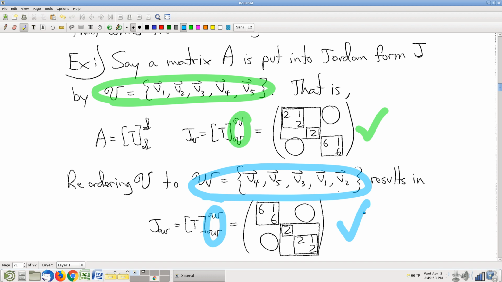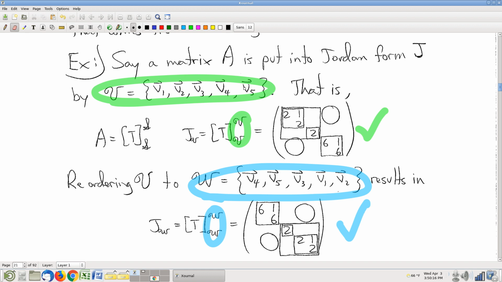And notice that this is one of those rearrangements. I have rearranged the blocks. It's the same 3 blocks. Just this one was down there, now it's up here. This one had been up there, now it's down here. We just moved the blocks around. So reordering basis vectors in this case has rearranged blocks.